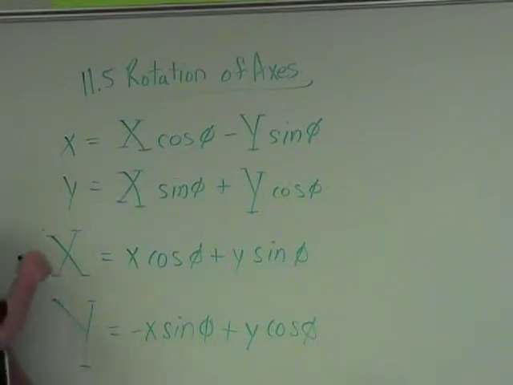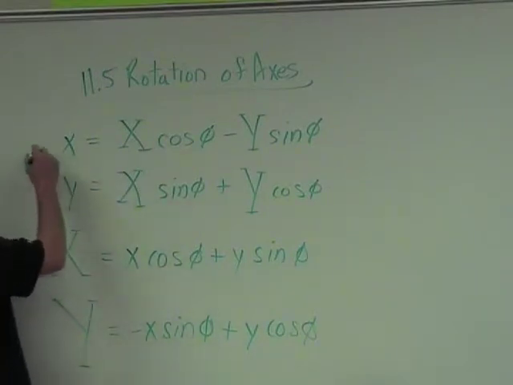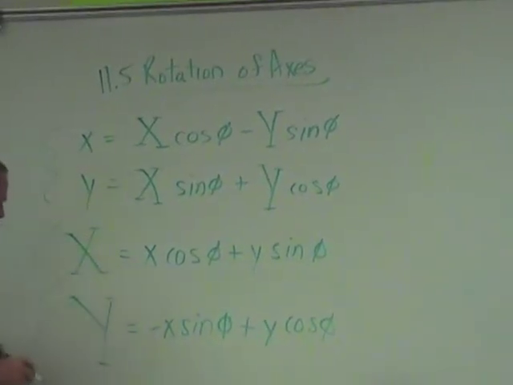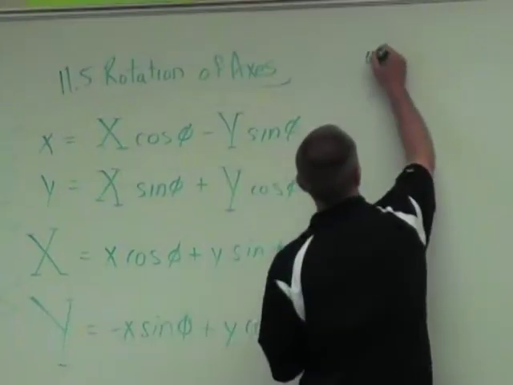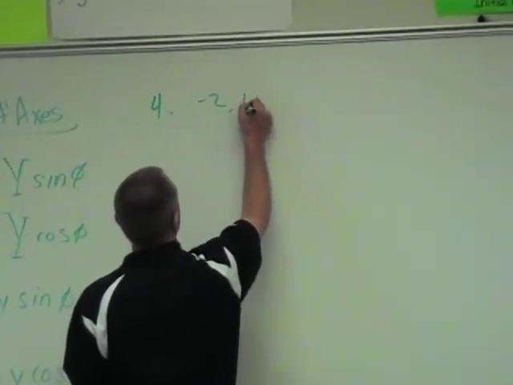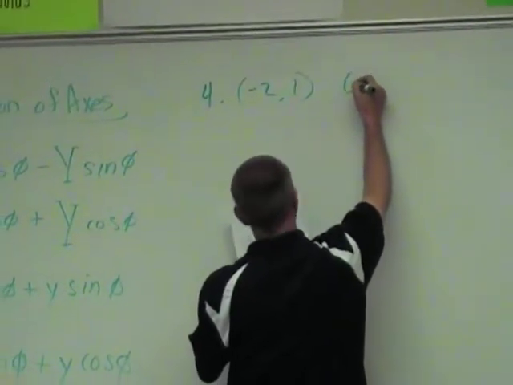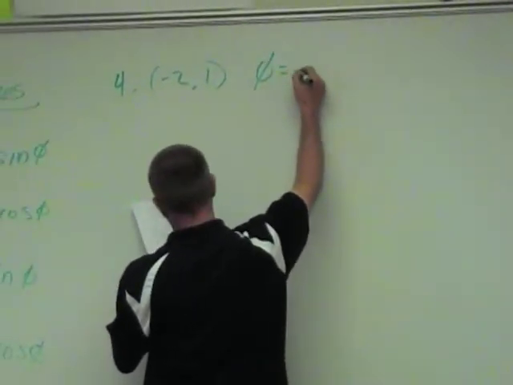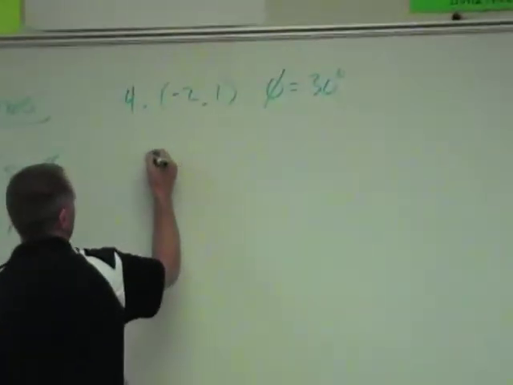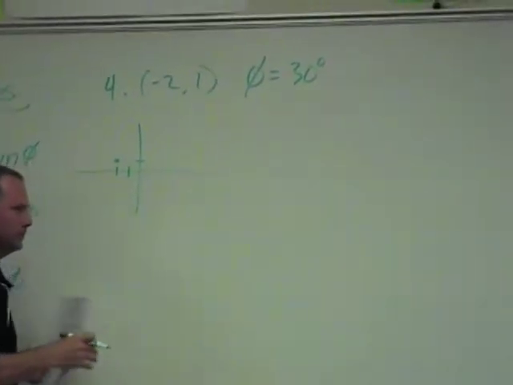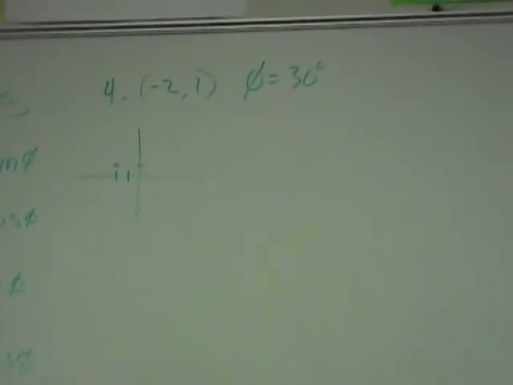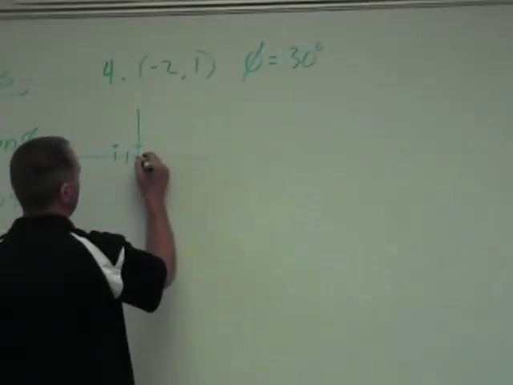How do I know what to choose? So these two go together and these two go together. If I'm given a point, so here we go, number 4. If I'm given a coordinate, -2, 1, and I want to have this rotated by 30 degrees, visually this is what we're looking at. -2, +1 is right there. We're not moving the point. The point stays exactly where it's at. What we are doing is we're going to rotate the axis and come up with the new information.